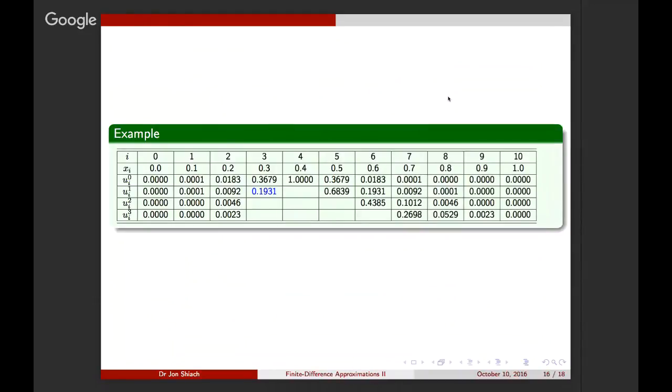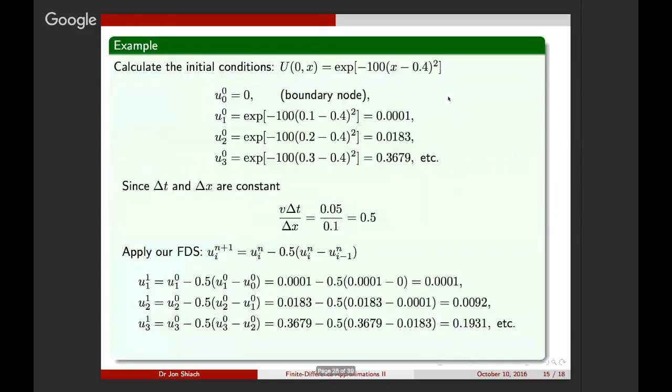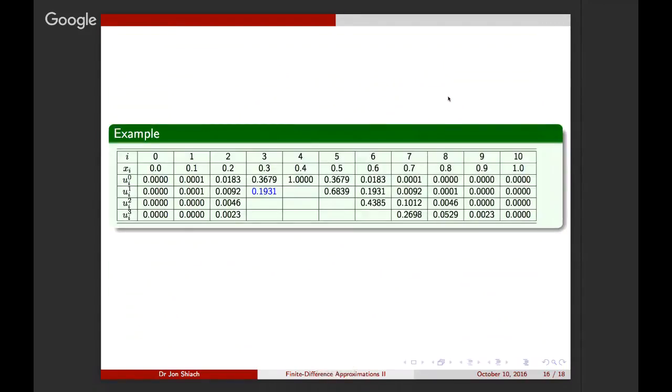Okay, right. So if you have a look at page 28 of the notes, what I want you to do is use that finite difference scheme to complete the empty squares in that table. I've accidentally already done one for you.